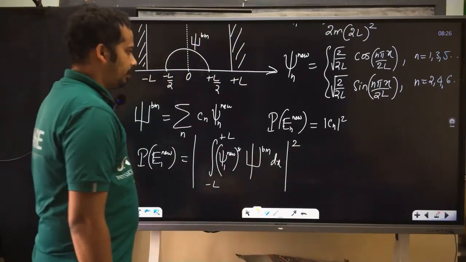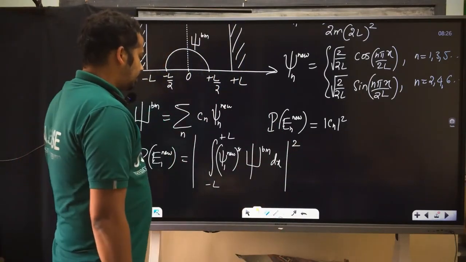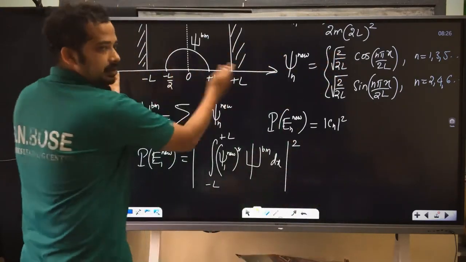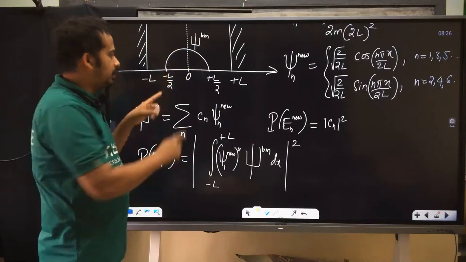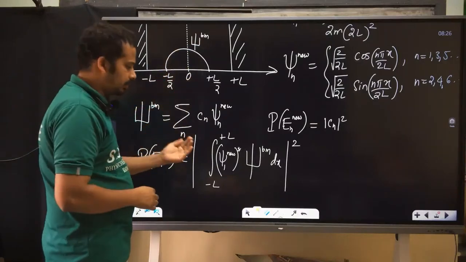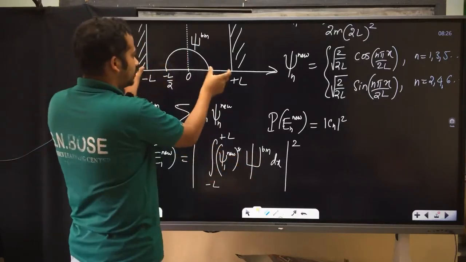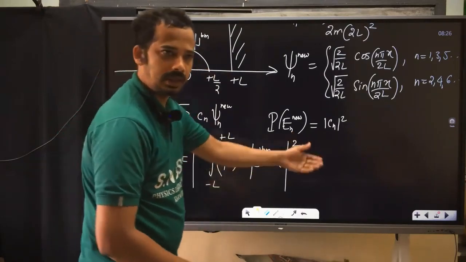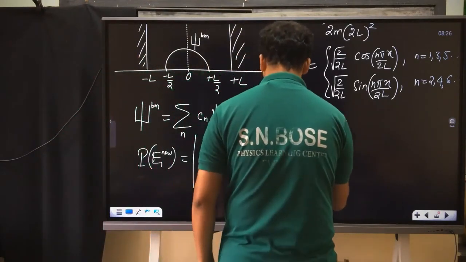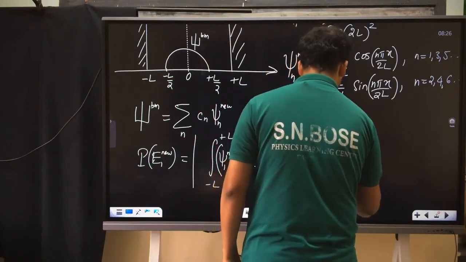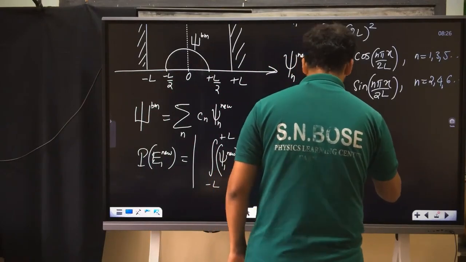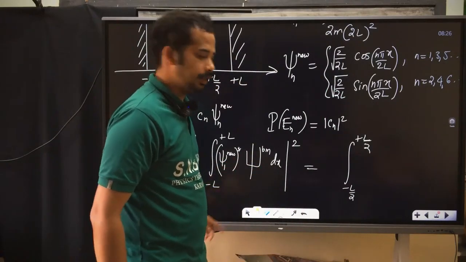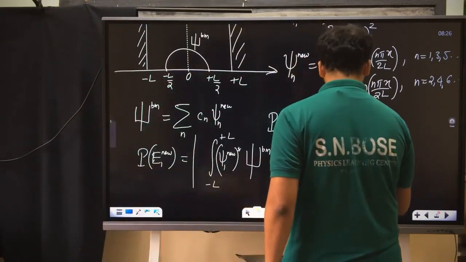Can I write like this? Now look at here: this psi 1 nu is defined between minus L to plus L, but psi bm is defined between minus L by 2 to plus L by 2. That's why psi bm is 0 in this region, so the product is 0. So the integral will be converted into minus L by 2 to plus L by 2. Remember, both of these should be normalized individually. What is psi 1 nu?